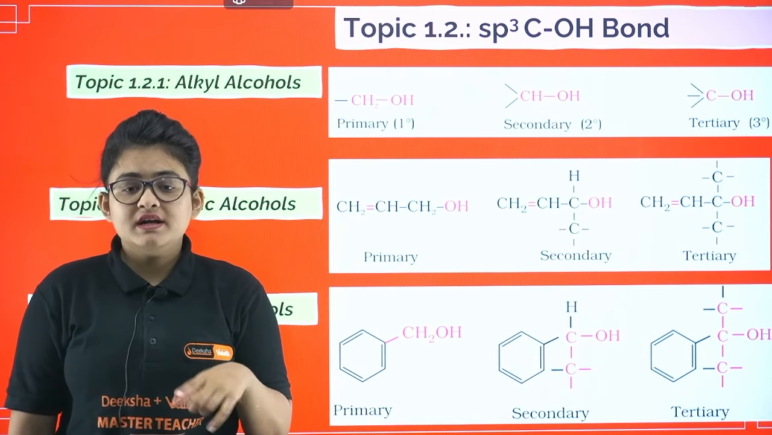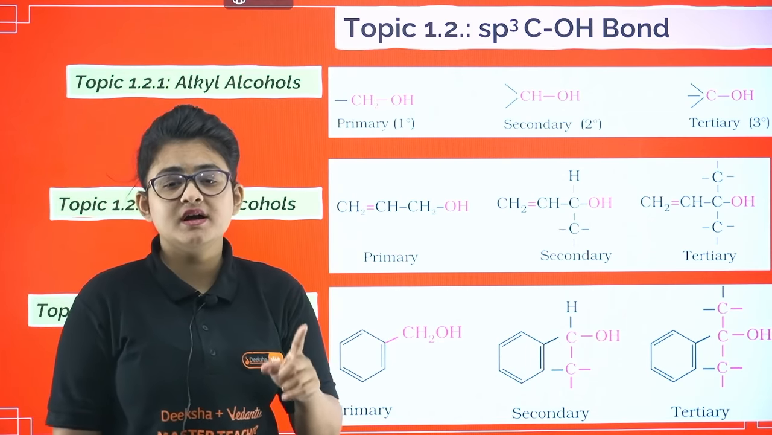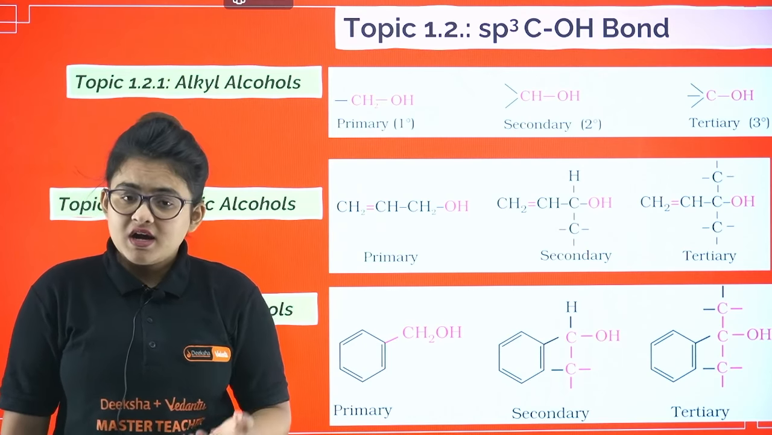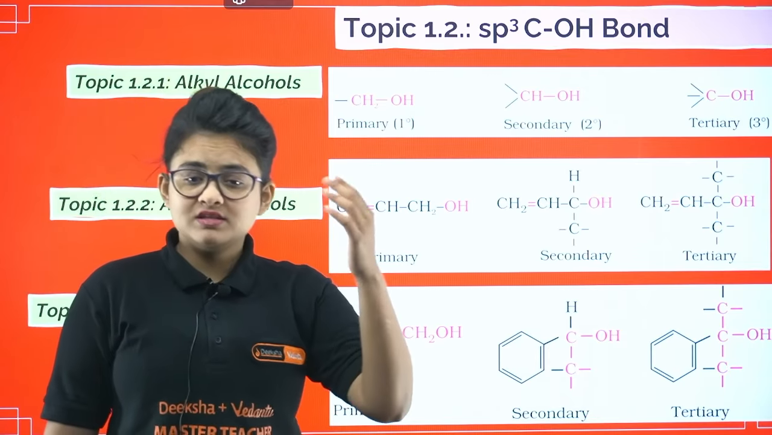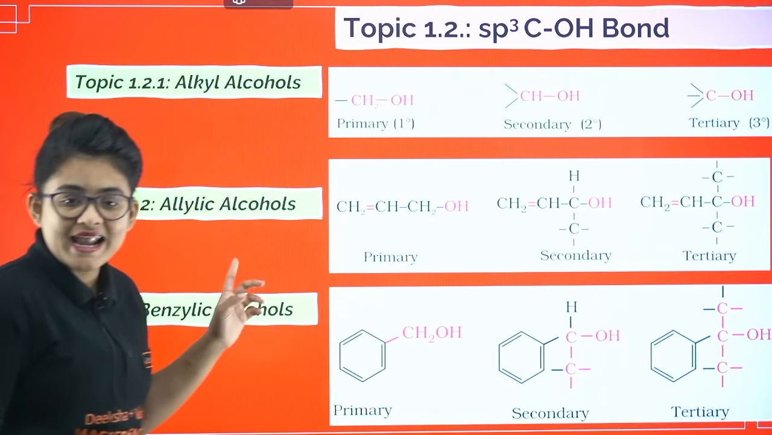If the carbon containing OH is attached to 1 carbon, that is primary. If the carbon containing OH is attached to 2 more carbons, it is secondary. If the carbon containing OH is attached to 3 more carbons, it is tertiary. Next, we will proceed with the allylic.